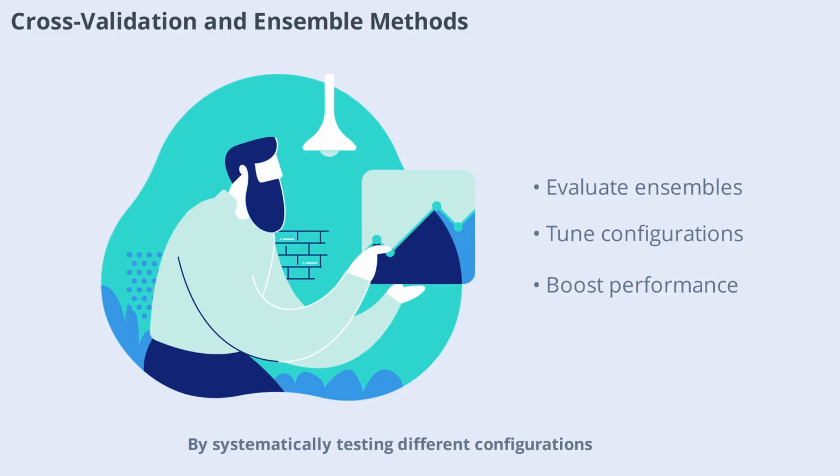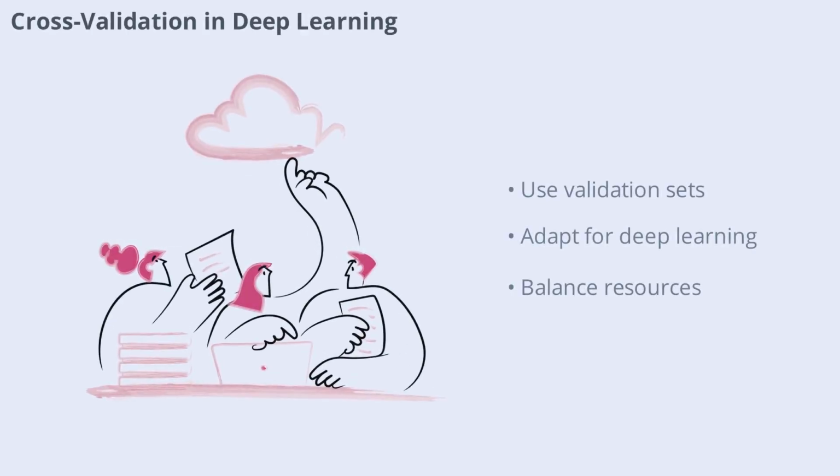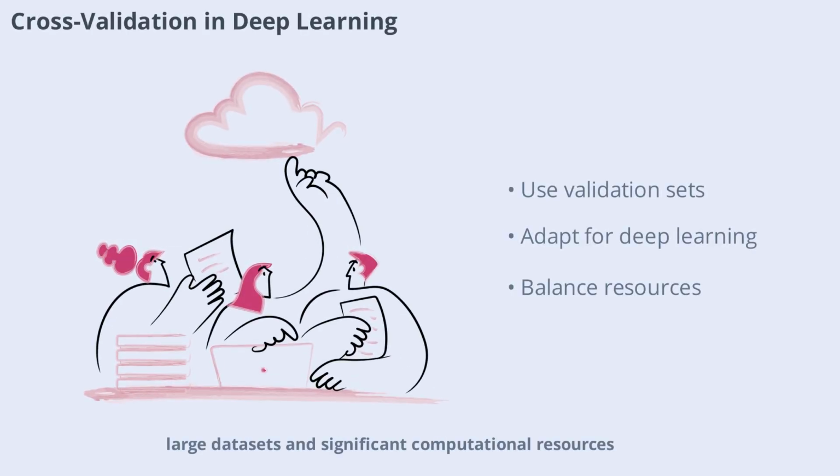By systematically testing different configurations, you can build powerful ensembles that outperform individual models. Deep learning models often require large datasets and significant computational resources. While traditional cross-validation can be challenging due to training time, techniques like holdout validation or using a validation set are commonly used. In some cases, k-fold cross-validation is applied with smaller models or datasets to ensure robust evaluation.